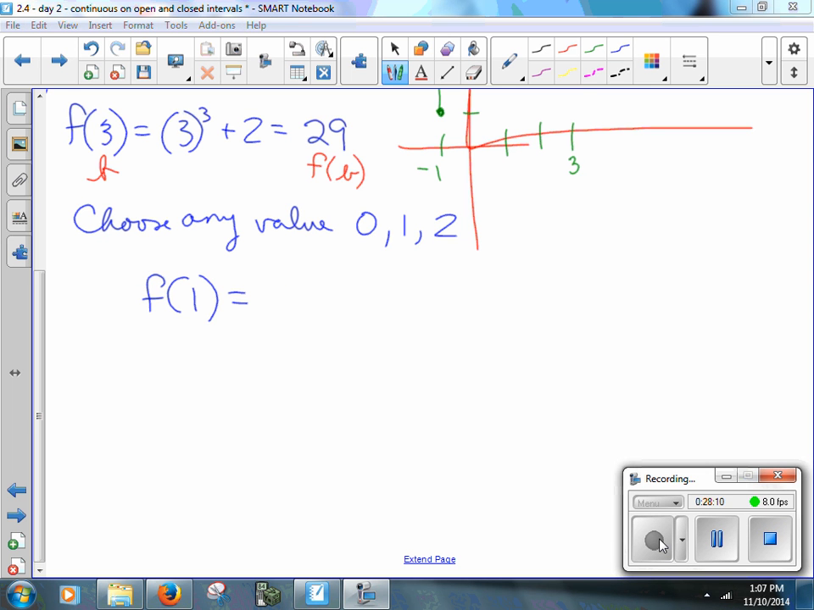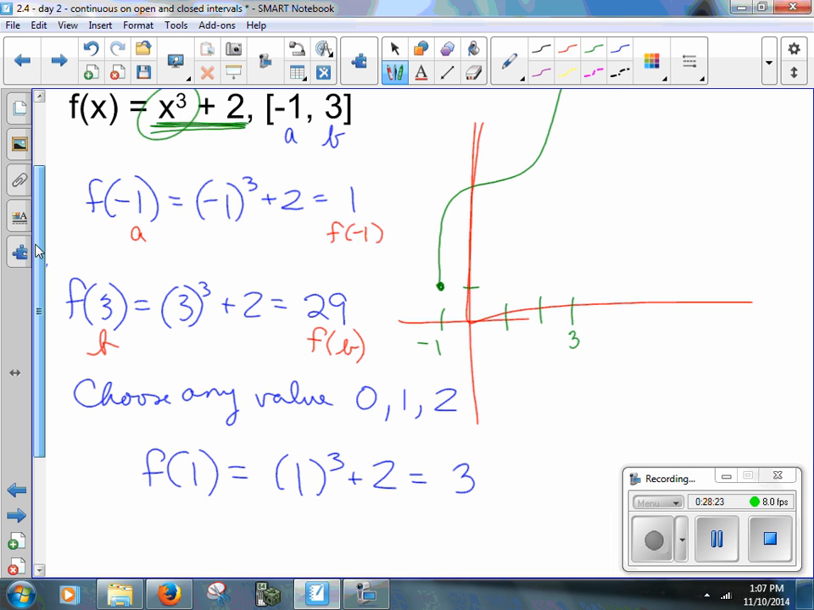And what am I plugging into? The original function. What's it going to be? 3. So is there a point in between a and b? There is. And we chose 1. I bet that point right there would be (1, 3) if I checked it on the calculator. It would have to be. Okay, so this is my m. This is my f of m. Correct?